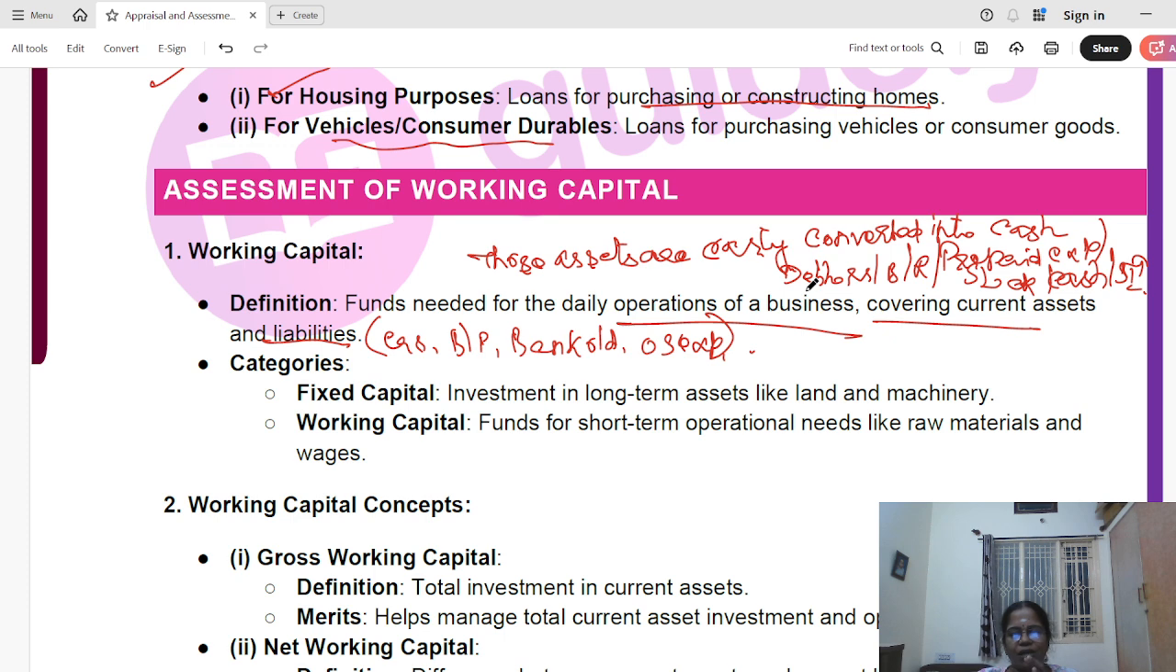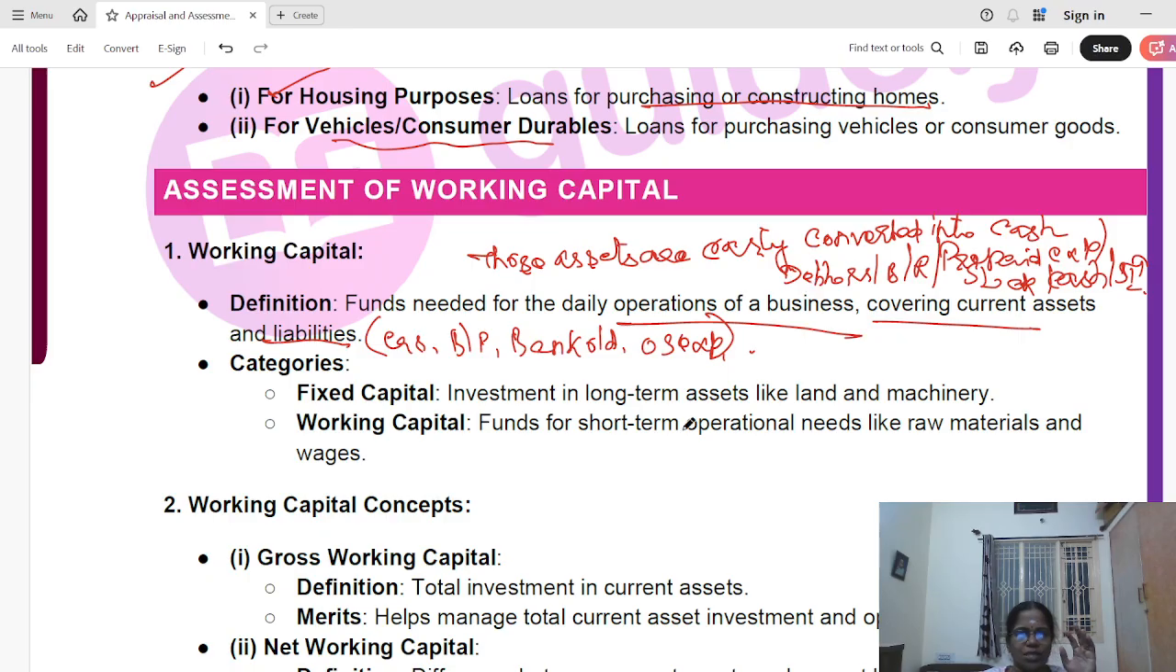So for working capital, they have to maintain these assets so that they are always liquid in nature. That is called working capital. In order to meet the working capital requirement, manufacturing as well as business people can take a loan.